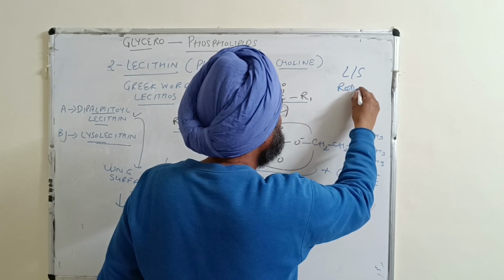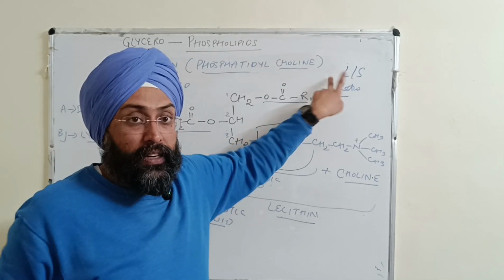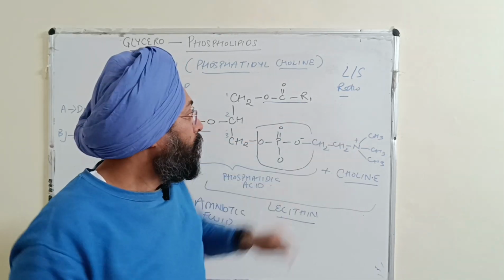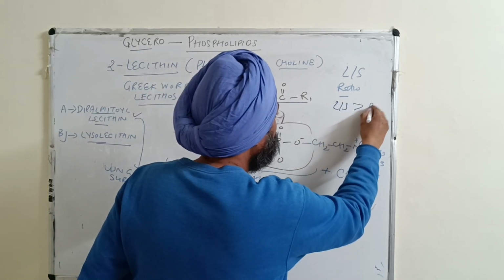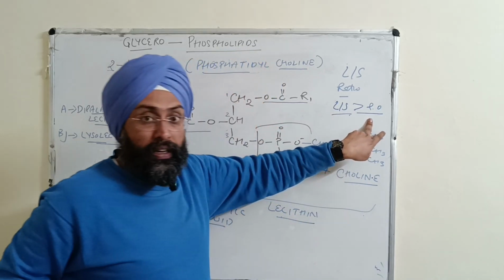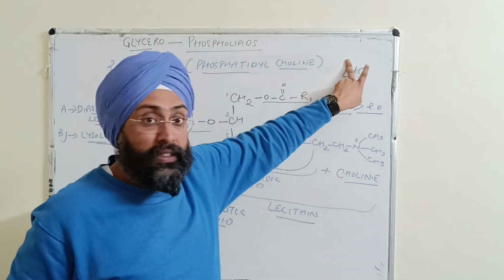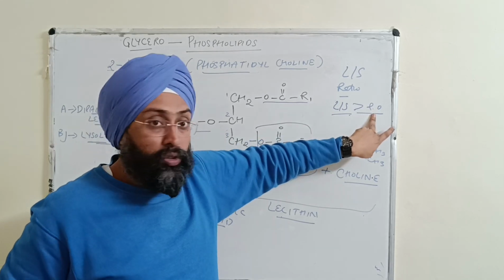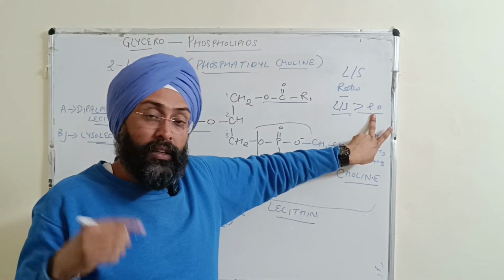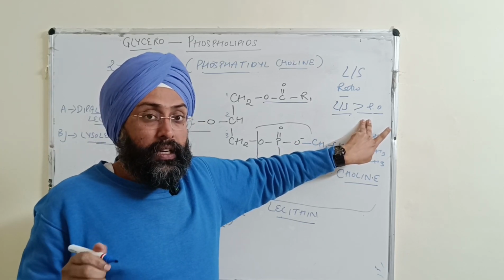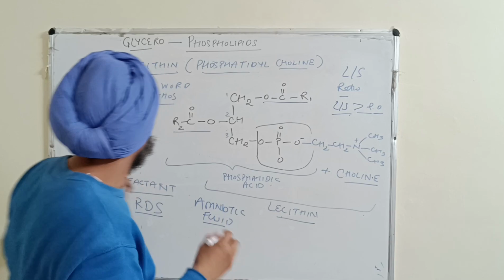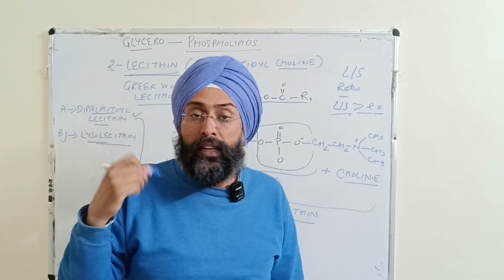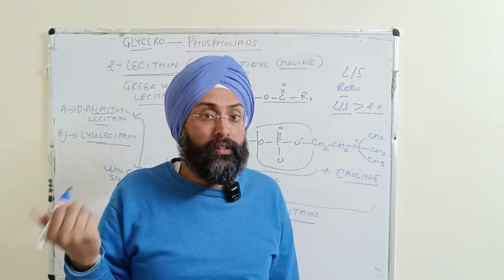the L/S ratio. Lecithin levels increase after 28 weeks of pregnancy, and earlier than 28 weeks, the sphingomyelin level is higher. So when the L/S ratio is greater than 2.0, it indicates that fetal lung maturity has occurred, and then the baby can be delivered. So lecithin plays an important role by acting as a surfactant, and if the fetus lacks lung surfactant, it can be administered artificially as well.